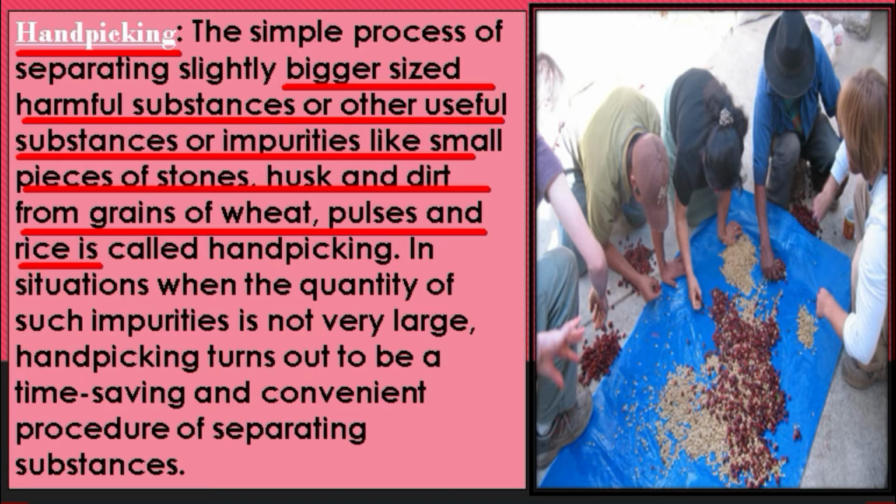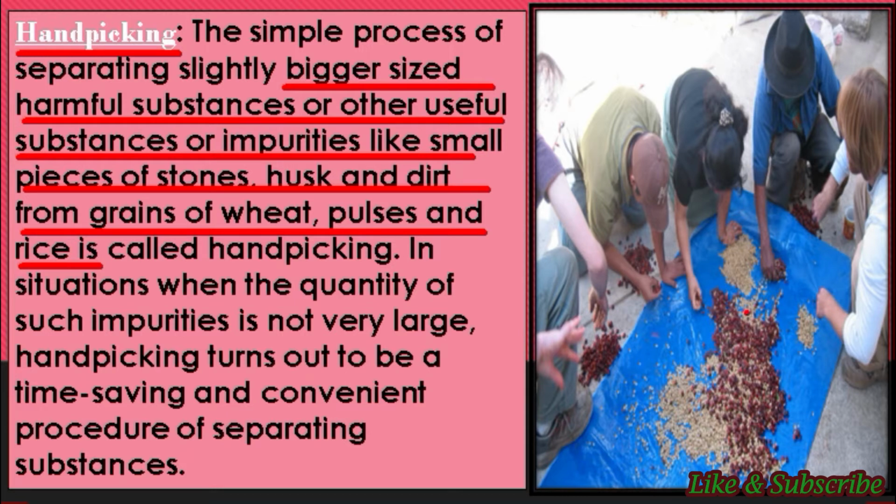And students, in situations when the quantity of the impurities is not very large, then this method of separation, handpicking, turns out to be a very time-saving and convenient procedure of separating substances. And students, this method basically involves simply picking out substances by hand and separating them from others. And this method can be used when items differ on the basis of color, shape, and weight.